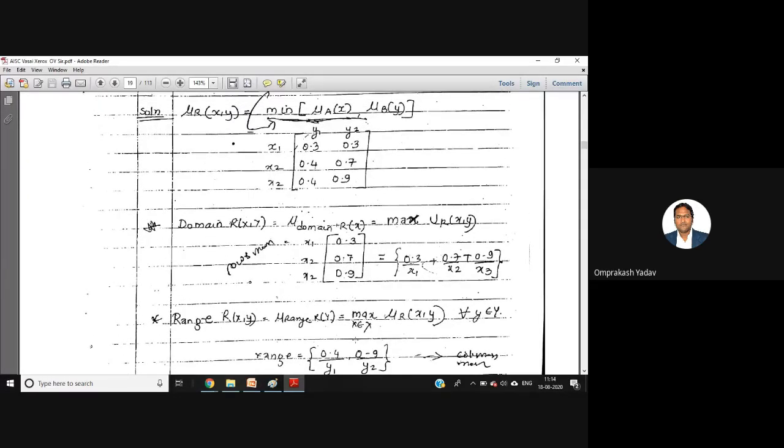Okay, how to determine Cartesian product, then domain, and then range. If you're having any doubt, please ask me. It's simply the revision. If anybody has any doubt, ask, otherwise we can proceed. Okay, so let's go to the next one.